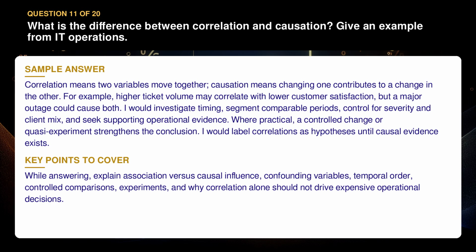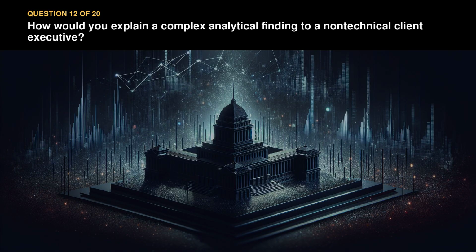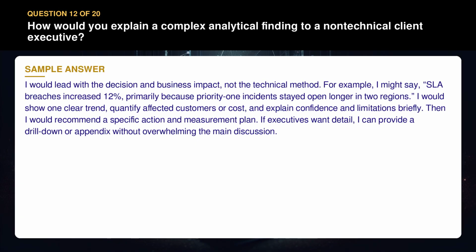While answering, explain association versus causal influence, confounding variables, temporal order, controlled comparisons, experiments, and why correlation alone should not drive expensive operational decisions. Question 12. How would you explain a complex analytical finding to a non-technical client executive? I would lead with the decision and business impact, not the technical method.